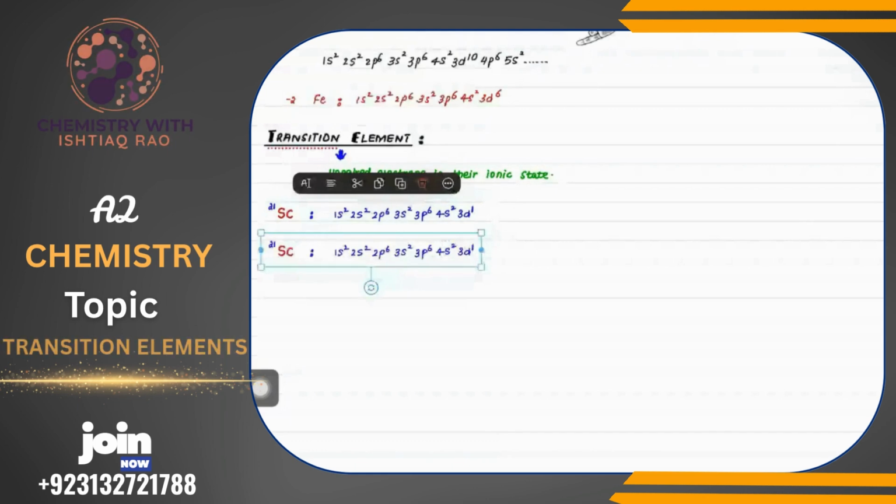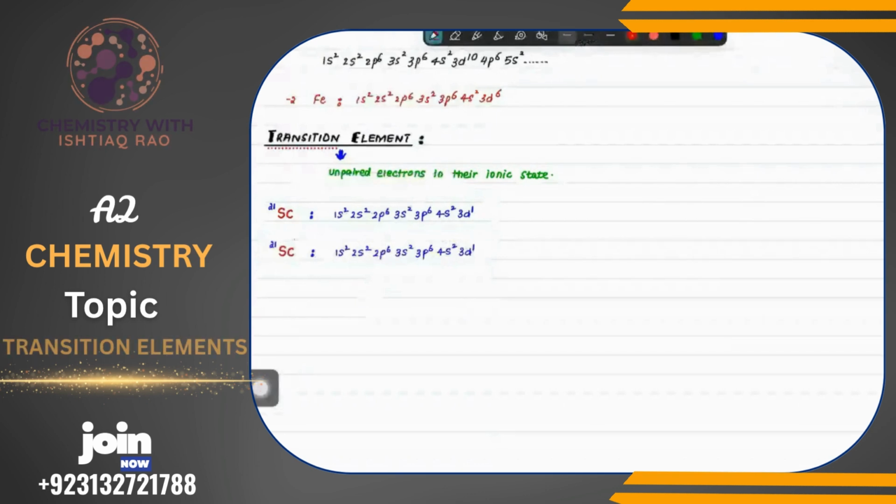A very important thing to know is that when these elements lose electrons, remember, electrons will be removed from the 4s orbital first, okay? And then you can remove another electron from the 3d orbital. This is a very important concept. Whenever we remove an electron, first of all, we have to remove it from the 4s, and then we have to remove an electron from the 3d, okay?